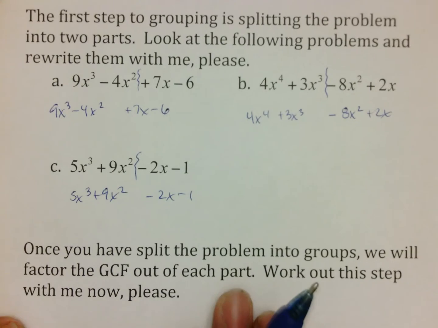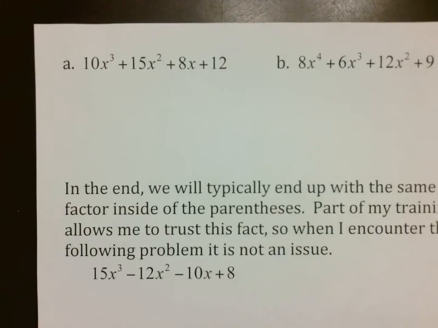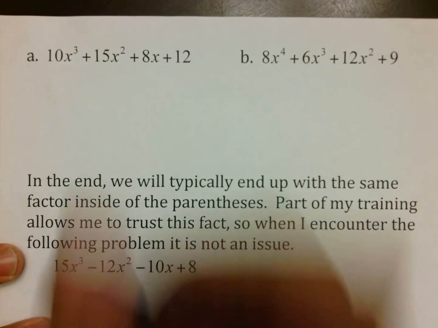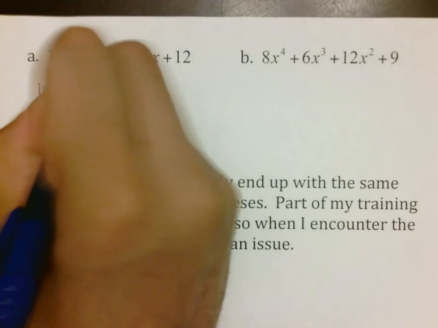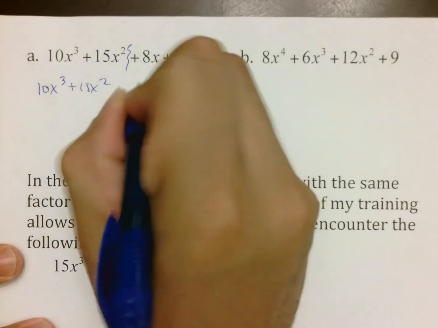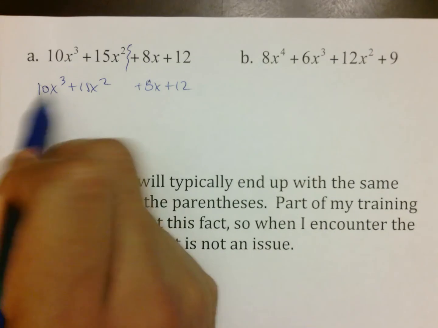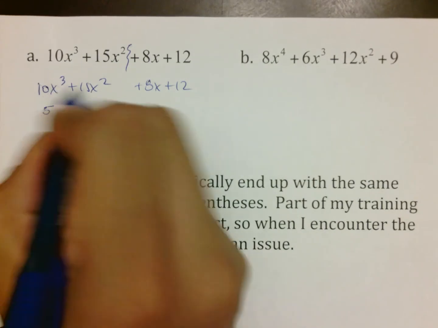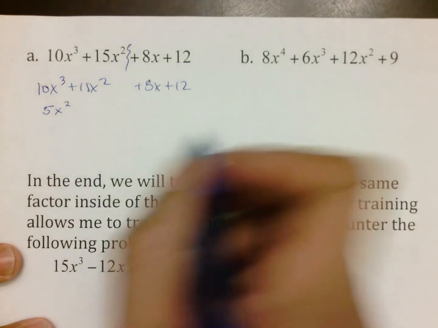Once you split the problem into groups, we still need to factor out the GCF. Let's look at that just to make sure we review it. It's kind of part of what we did on yesterday's lesson where we took the common number out. So again, on this question here, what we would do is split it down the middle, view it as 10x to the third plus 15x squared, and then plus 8x plus 12. You then look at 10 and 15, and you say, all right, the biggest number I can divide is 5, and the most x's I can take off of this, because that's got 3 and that's got 2, is 2 of them.